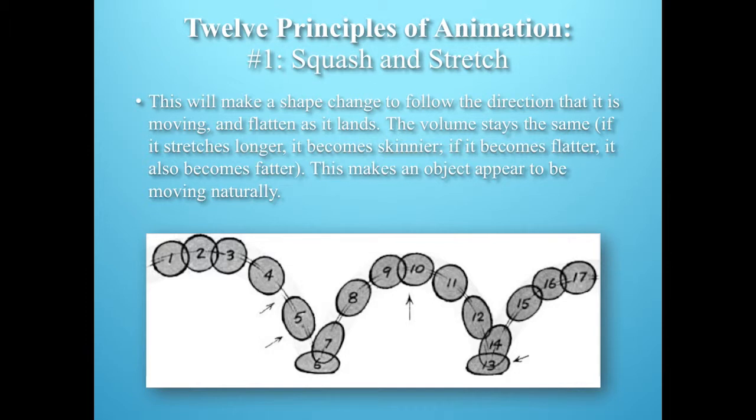So squash and stretch is one of the 12 principles of animation. This will make a shape change to follow the direction that it is moving and flatten as it lands. The volume will stay the same. So if it stretches longer, it becomes skinnier. If it becomes flatter, it also becomes fatter. This makes an object appear to be moving naturally.